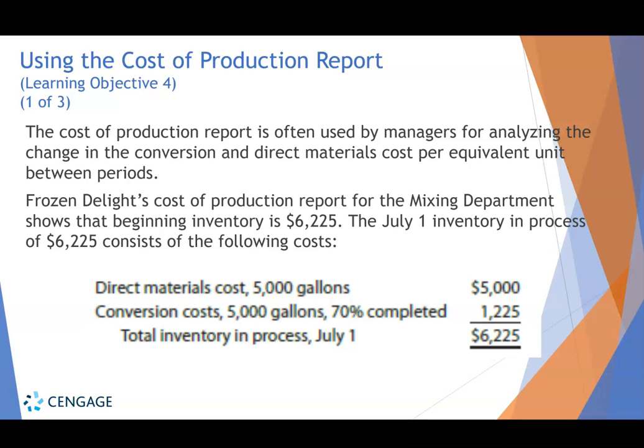Here we've got the cost of production report, which is often used by managers for looking at how the conversion and direct material cost changes during periods. So Frozen Delight's cost of production report for the mixing department shows that beginning inventory is $6,225. The July 1st inventory in process of the $6,225 consists of the direct material cost of the 5,000 gallons and the conversion costs that were 70% complete of the 1,225.